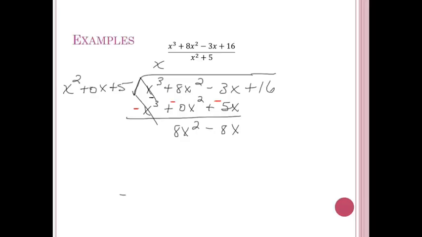Now I'm going to bring down the next term, just like we brought down the next number. So I'm going to bring down the 16. Now, x squared and x squared match, so I don't need another x, but I do need 8. So I'm going to say plus 8. 8 times x squared is 8x squared. 8 times 0 is 0, so that's plus 0x. And 8 times 5 is 40, so it's plus 40.